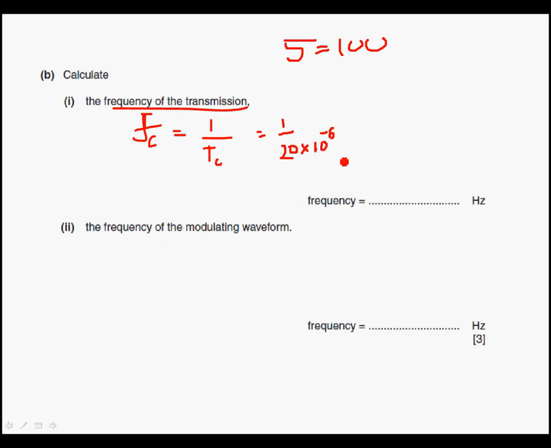You calculate that, you should get an answer there. So that's 100 over 5, or 50,000 hertz, I believe. You do the calculation with the calculator.